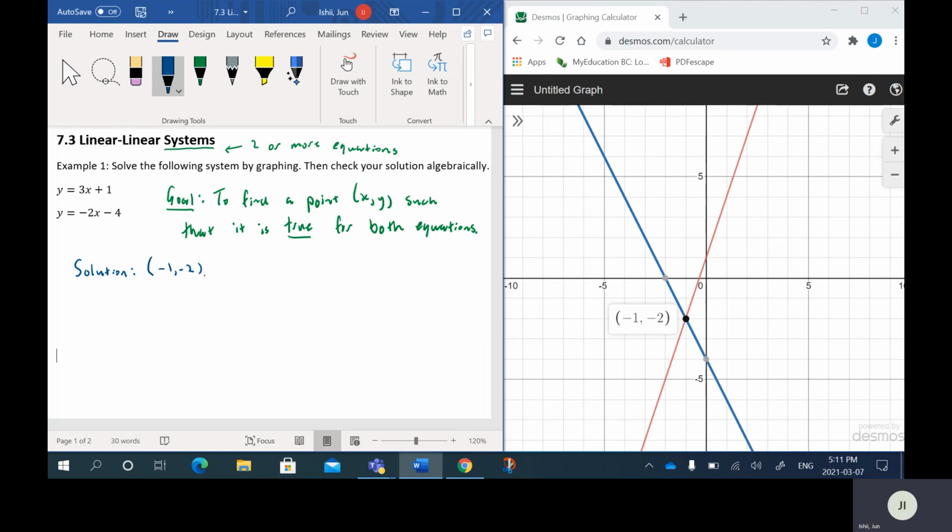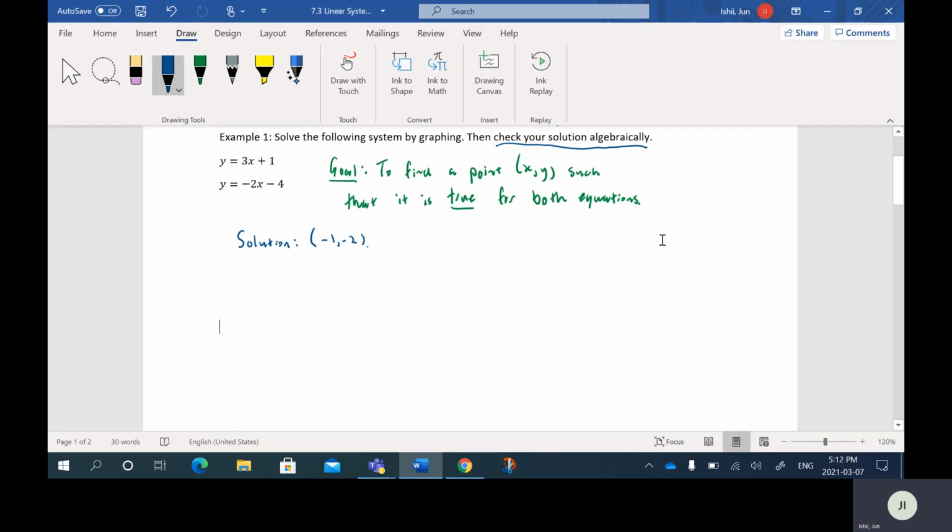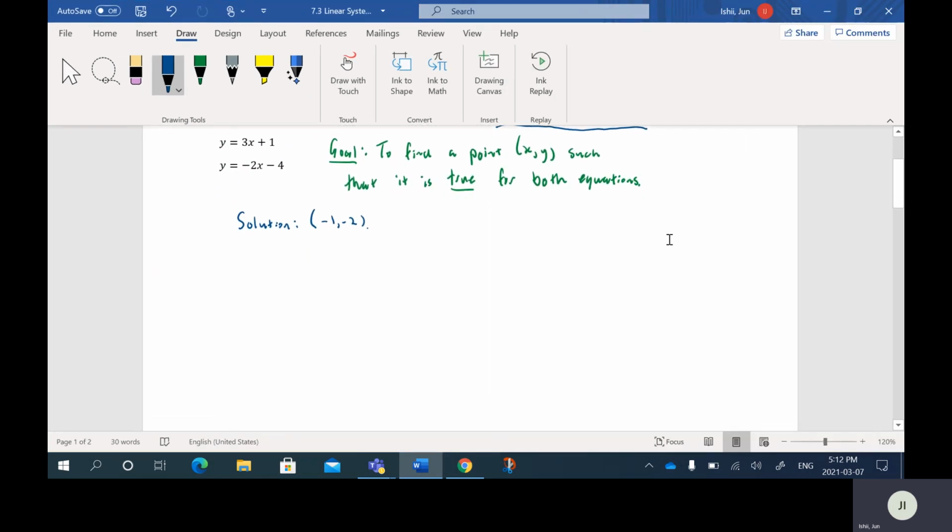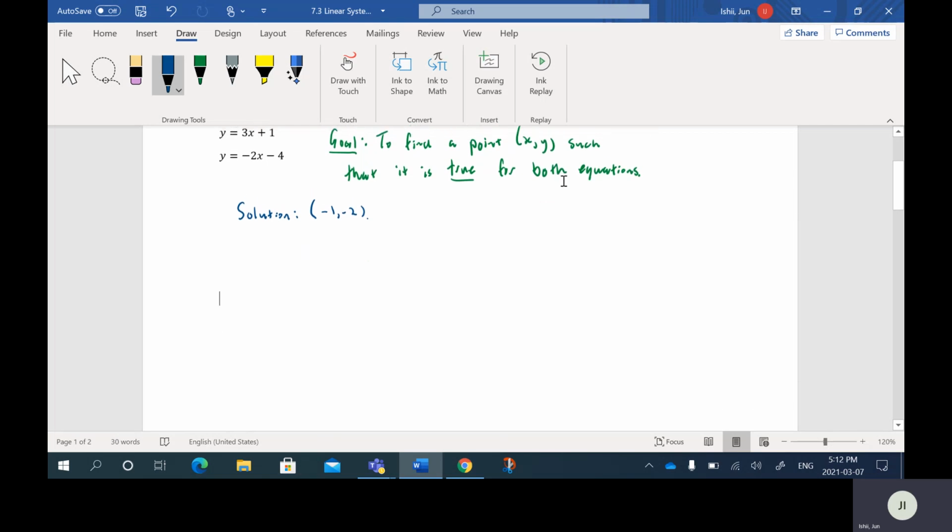Now the other thing that we're going to be asked to do here is to check your solution algebraically. So this is how we get the solution: we graph these lines, and where they cross is your actual solution. But the second part is that we want to check your solution algebraically. What that means is that we're going to take this (-1, -2) and plug it in for x and y, and make sure that the left side matches the right for both of these equations. That's basically how we check. I'm just going to open this up a little bit larger here, and show you. Right now I'm going to check my solution algebraically.